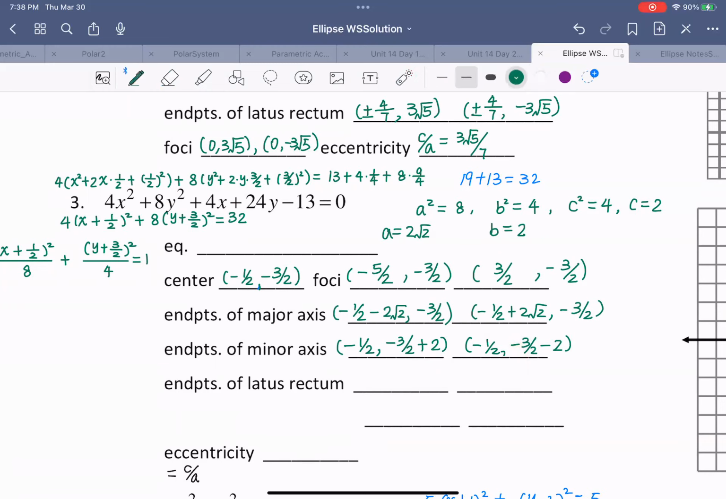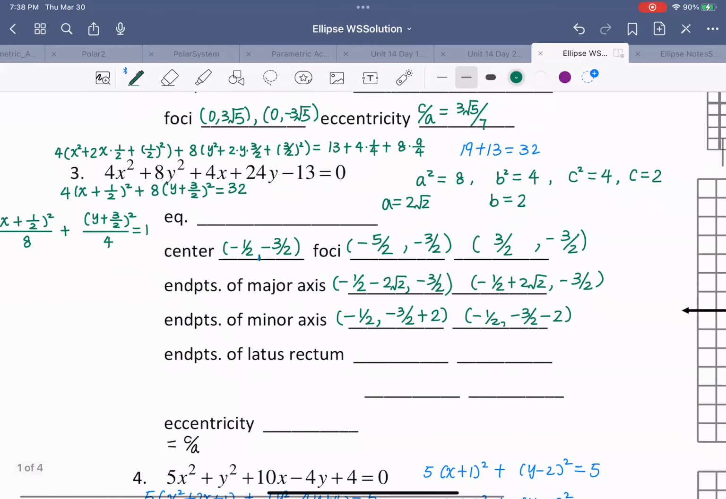Eccentricity. Go ahead. Eccentricity is 2 divided by 2 square root 2, so 1 over square root 2, so square root 2 over 2. Yes. If you get an eccentricity greater than 1, that's wrong. Eccentricity for ellipse is between 0 and 1. For hyperbola, it's greater than 1.